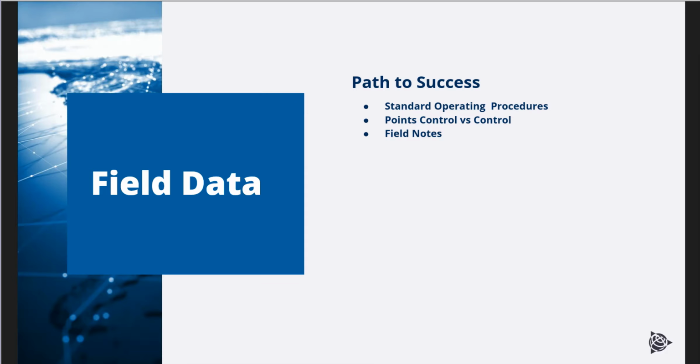What I refer to as the path to success has three main components, three major points. One is our SOP, our standard operating procedures. If we have a good, solid SOP, hey, we can eliminate some things. The other one is control points and file naming conventions. And the last, and the most important that I can't emphasize enough, are field notes. So let's talk about SOP.